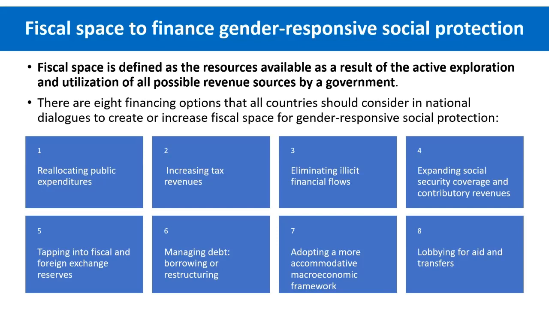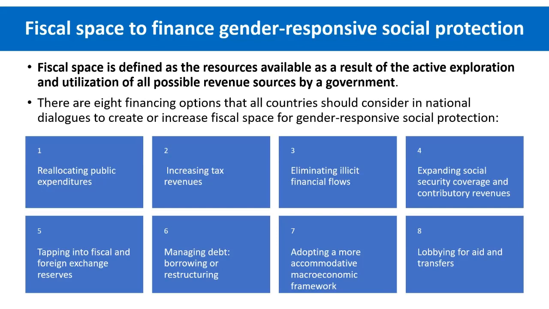Third is eliminating illicit financial flows. In several countries, there are trillions each year that escape from the formal financial flows that countries can recoup, either through a better expenditure strategy or through reforms and policies. Fourth is to expand social security coverage and contributory revenues. The idea here is to have more people contributing to the scheme, either employees or employers or a mix. The fifth is to tap into fiscal and foreign exchange reserves.